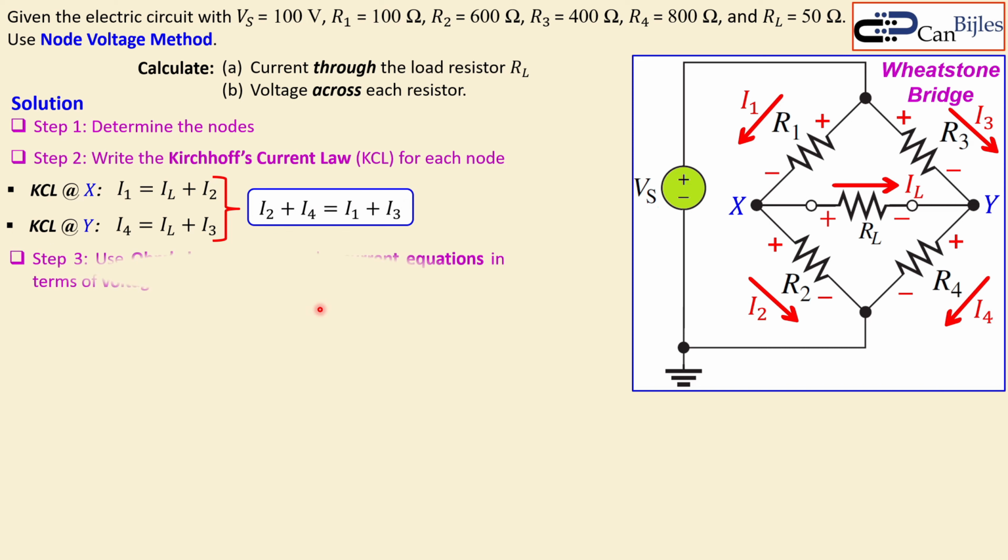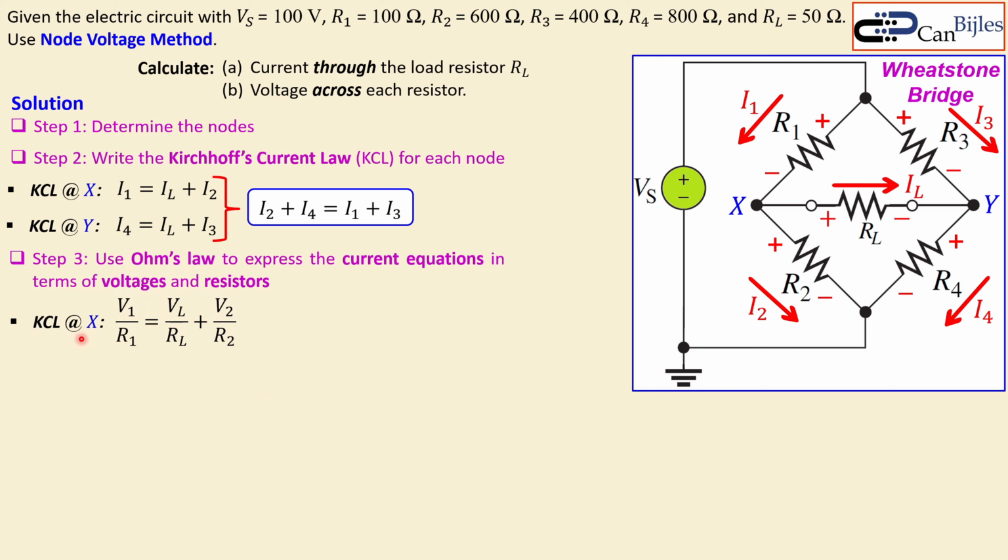Okay, now let's look at step 3. Use Ohm's law to express the current equations in terms of voltages and resistors. Now we know the resistor values, but we don't know the voltages. But we have something in the circuit, which is our source voltage. So that is better than using currents, because this equation has a lot of unknowns, so we cannot continue with these equations alone.